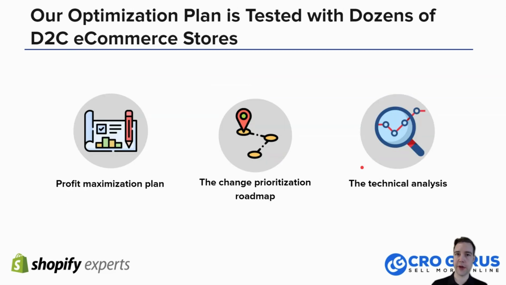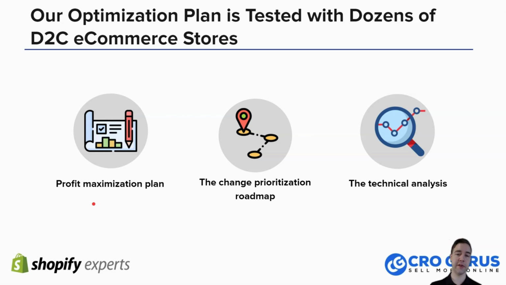Now, there are dozens of stores we've audited over the years, been doing this since 2016. So that's where we've also seen an evolution of the audit, and it is my baby. I've worked on this product for years. And there's a few different parts to it now. There's the profit maximization plan, which is a long PDF of actionable changes with suggestions and reasoning. We'll go into that a bit deeper later.